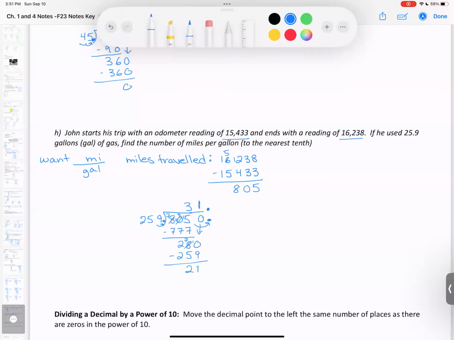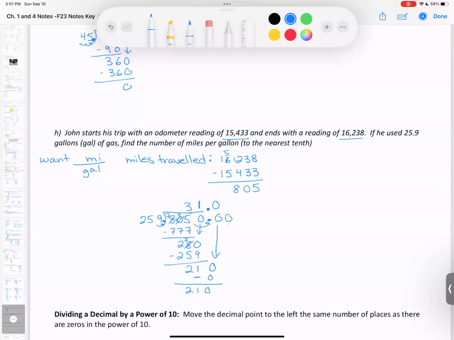Okay. We've got 21. Let's drop down another 0. How many groups of 259 in 210? Well, not even one. So here we have to add a 0. And then we could subtract 0 if we want, but we're still going to end up at 210. Let's just do it for completeness. Okay, because 0 times 259 would have given us 0. So we're left with 210.